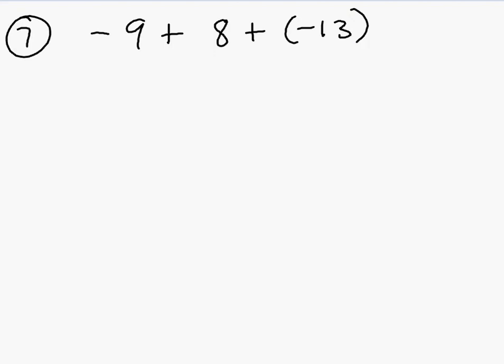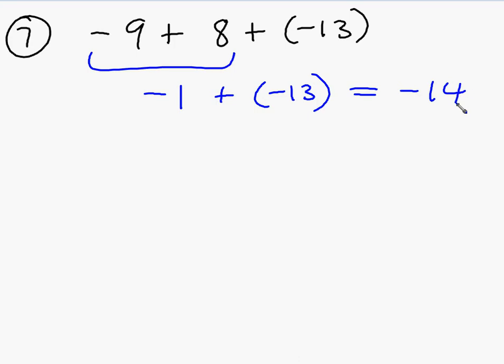What is negative 9 plus 8 going to be? That's going to be negative 1. Let's rewrite it now as negative 1 plus negative 13. So if I'm at negative 1 and I go 13 units to the left, it's going to be what? Negative 14.